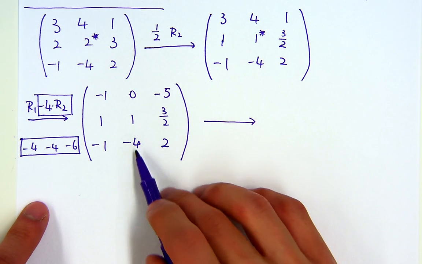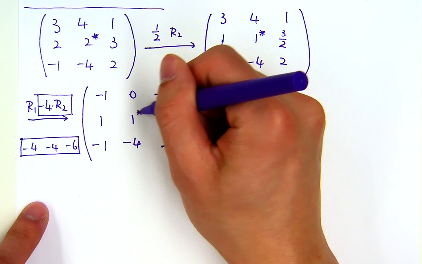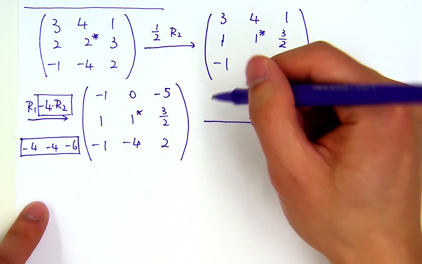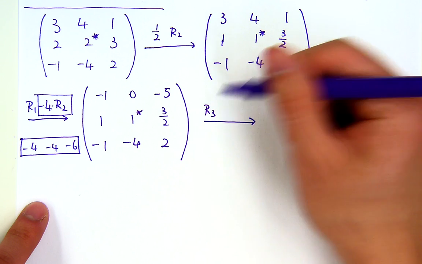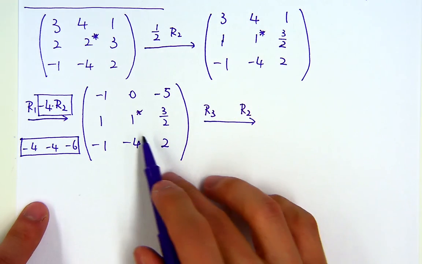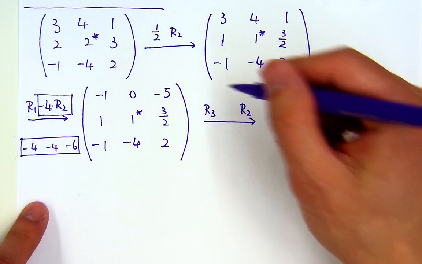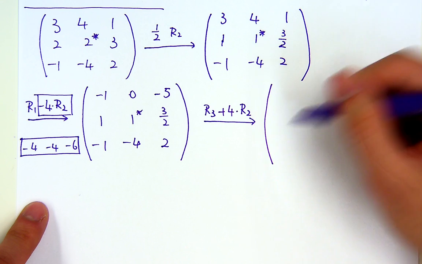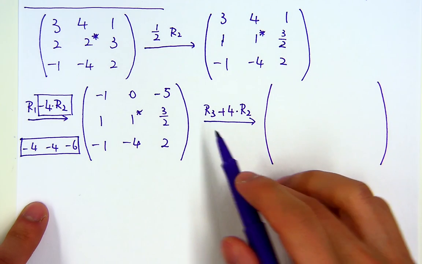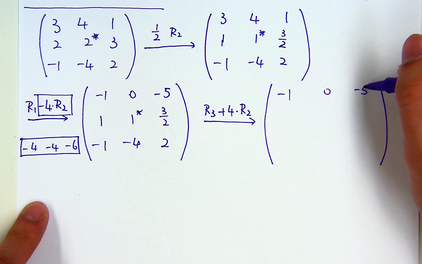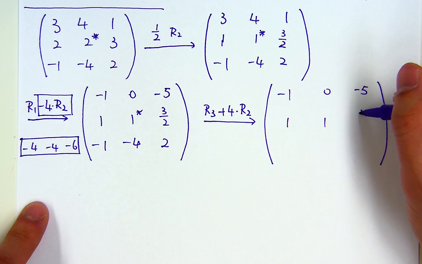We need to do one more thing. We need to make sure that this is also 0 because we are pivoting at this entry. This is our pivot column. This is in the third row, so I put down R3. The pivot row is R2. How can we change -4 into a 0? We need to do +4. Only the third row is going to be changed. So let me just write down the first and the second.